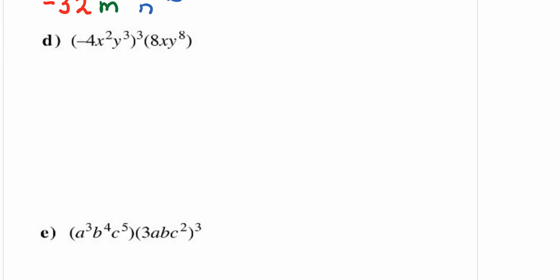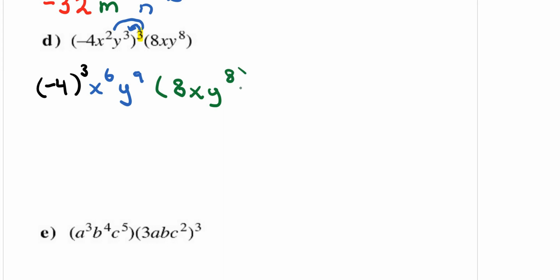All right, moving on to 6D here. I noticed that there's a 3 here, and we can go backwards again. So that's going to be y to the power of 9, and 3 times 2 is 6, so x to the power of 6. And then we have this negative 4 out here to the power of 3. And then we also have this bracket 8x y to the 8.